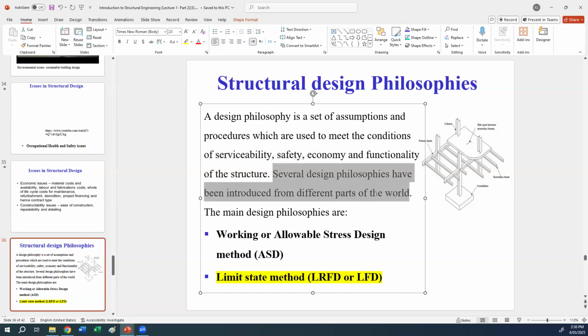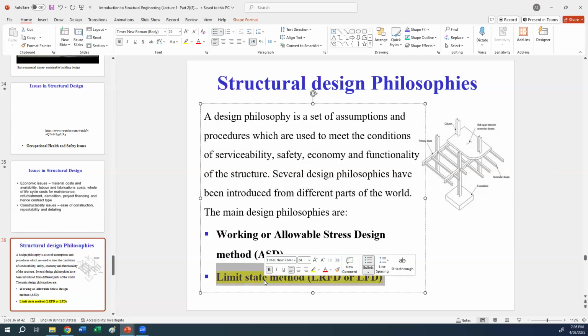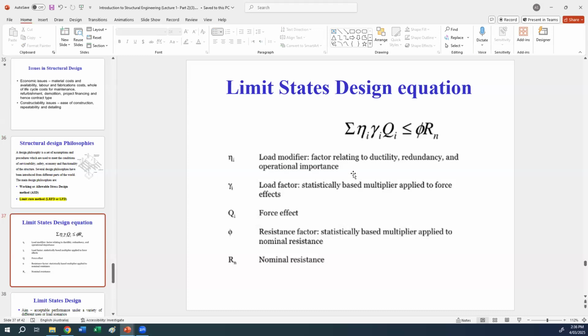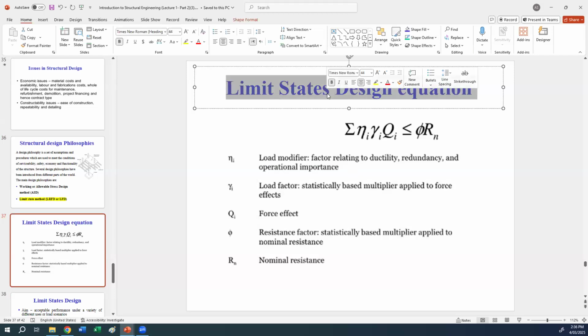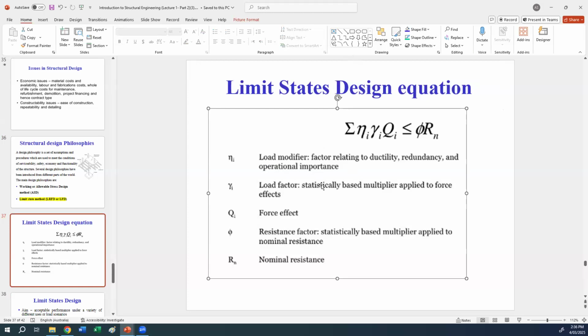Several design philosophies have been introduced in different parts of the world, and as I mentioned, we have two of them. The one we will be using is the limit state design method. Just for your knowledge, we may have different philosophies, but the philosophy that is common now is the limit state design method. So what is the concept that the limit state design method was built on? It is built on this formula here.